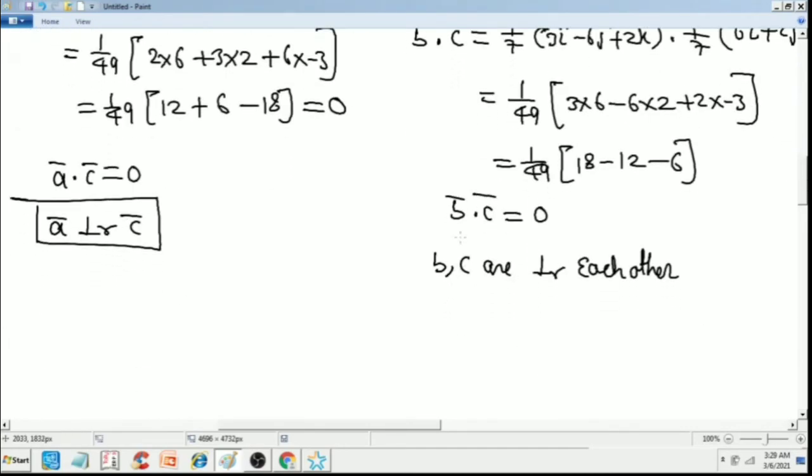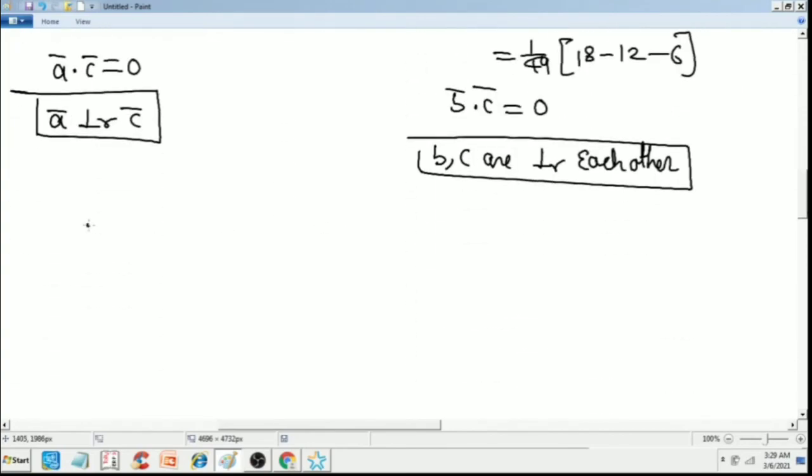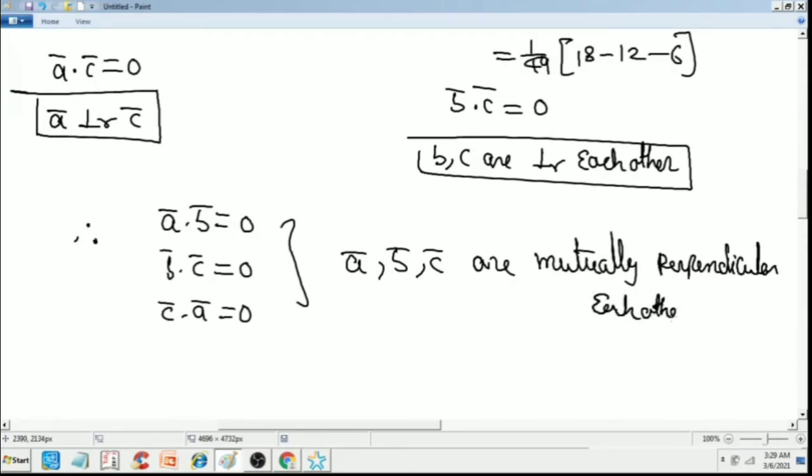B and C are perpendicular to each other, and also A and B. Therefore A dot B is equal to 0, B dot C is equal to 0, C dot A is equal to 0. Therefore from here we can write that A, B, C are mutually perpendicular to each other. That's all. This is the final solution.